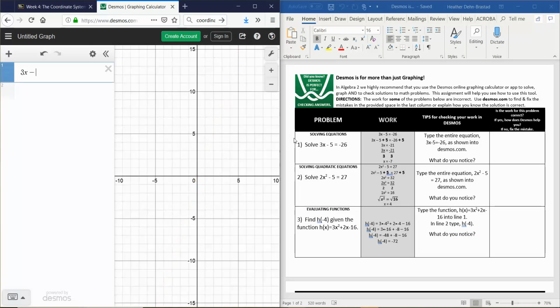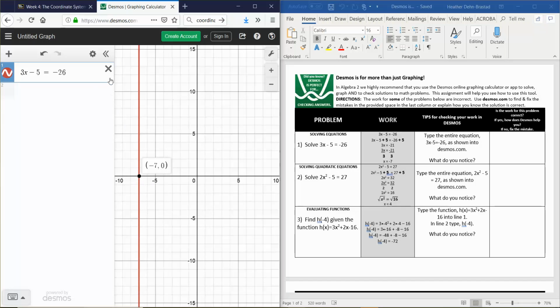So 3x minus 5 equals negative 26. So I typed it in, and as I was typing, you probably could see it moving around, it turned it into a solid vertical line. And the equations of vertical lines are x equals, and then that number. And that number is the solution of our equation. So what you might notice is that it's a vertical line going through at x equals negative 7, which tells us that this person solved this equation correctly because they got the same value as Desmos got.